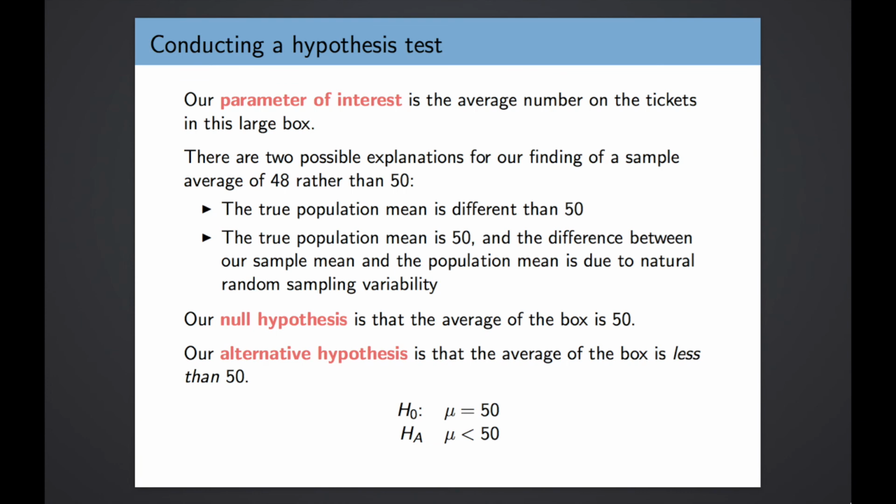So our null hypothesis, our status quo hypothesis, is just going with the assumption that the researcher has given us, that the average in the box is 50. And our alternative hypothesis, what we're testing, is whether the average in the box is actually different from 50. We're going to use our sample data to test that hypothesis. So notationally, H sub 0 is that the mean, mu, is equal to 50, and H sub a, the alternative hypothesis, is that the mean is less than 50.